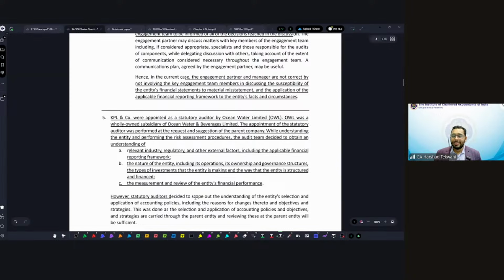However, the statutory auditor decided to scope out the understanding of the entity's selection and application of accounting policies, including the reason for change thereto, and the objectives and strategies. This was done as the selection and application of accounting policies and the objectives and strategies are carried through the parent entity, and reviewing these at the parent entity will be sufficient. So you need to guide the auditor, that is KPL and Company, on whether they are appropriate in their actions.